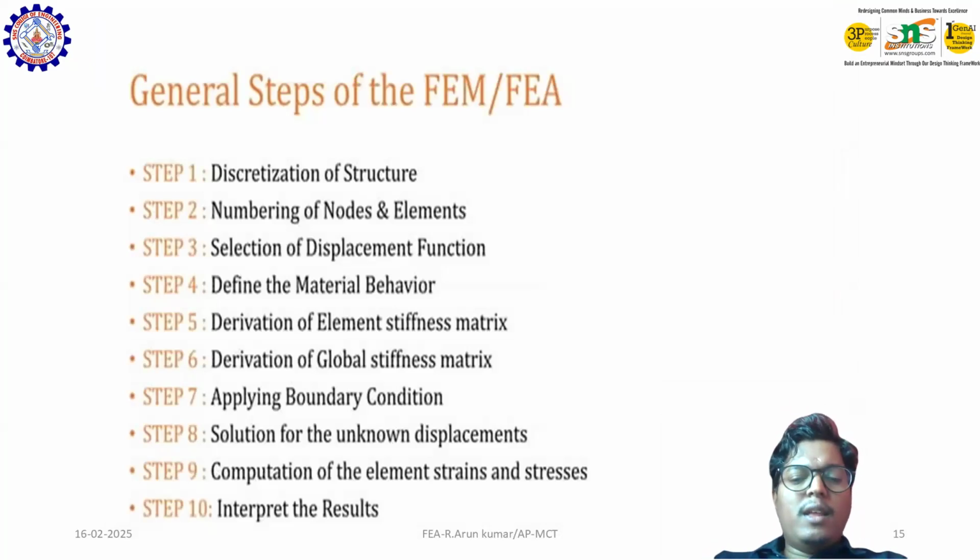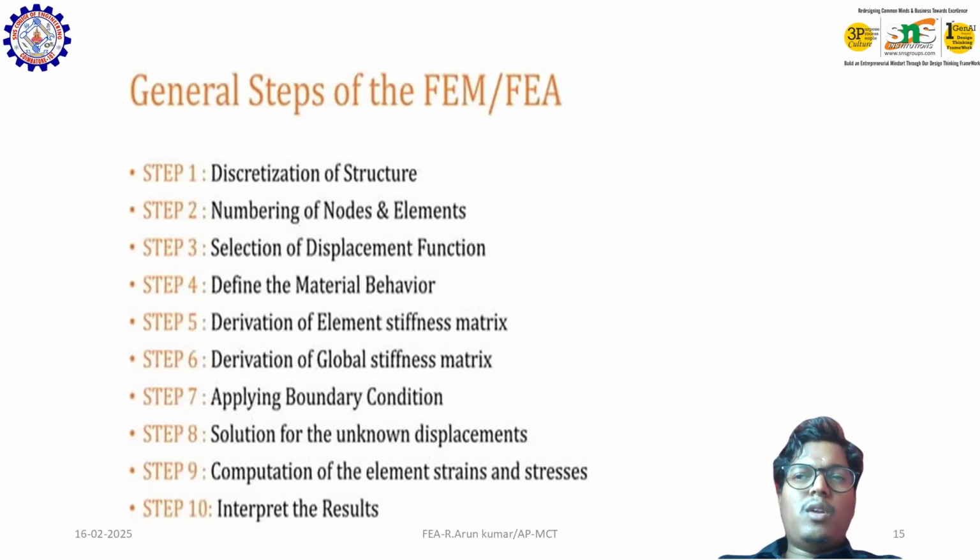Whenever you solve a problem using FEA, there are 10 basic steps we have to follow. Step one is called discretization of the structure. Step two is numbering nodes and elements. The third step deals with the selection of the displacement function. And the fourth is to define the material. So these are the basic steps.